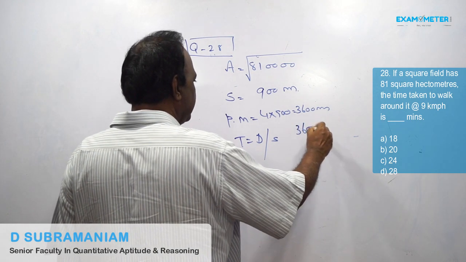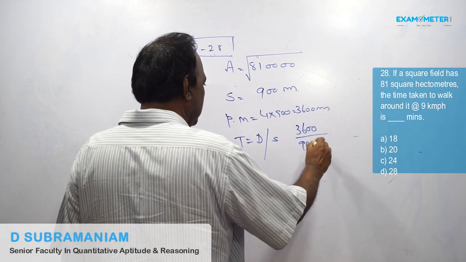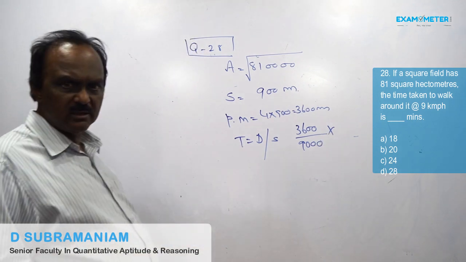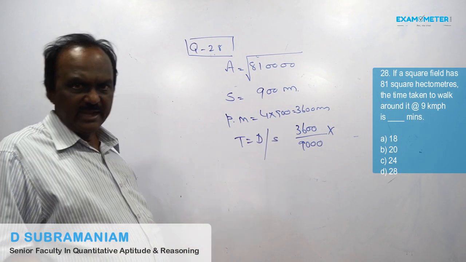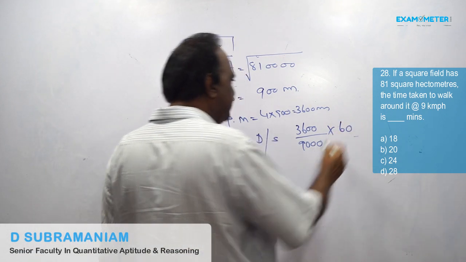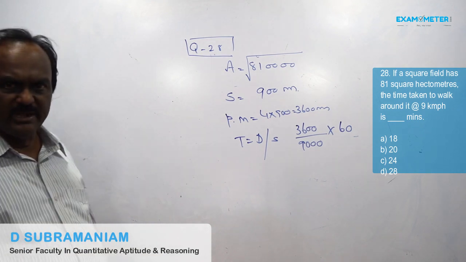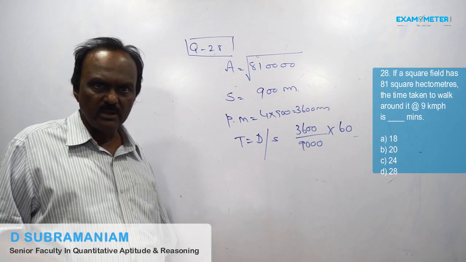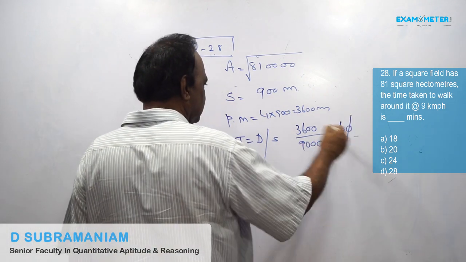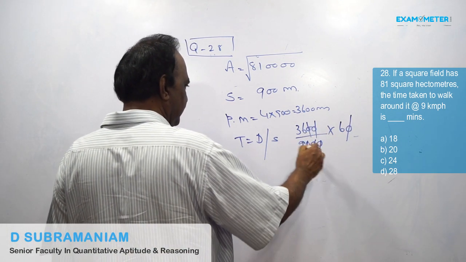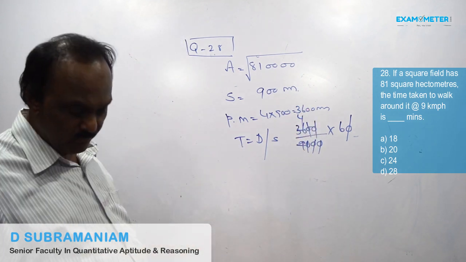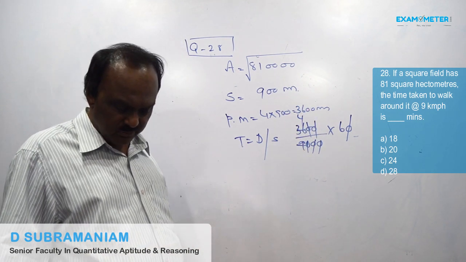Distance walked is 3600 meters, speed 9 kmph. Convert it into meter because this is in meter. 9 kilometer means 9,000 meters. He is asking the time in minutes. So 60 minutes, 1 hour. So answer is 24 minutes. That is multiple choice C.